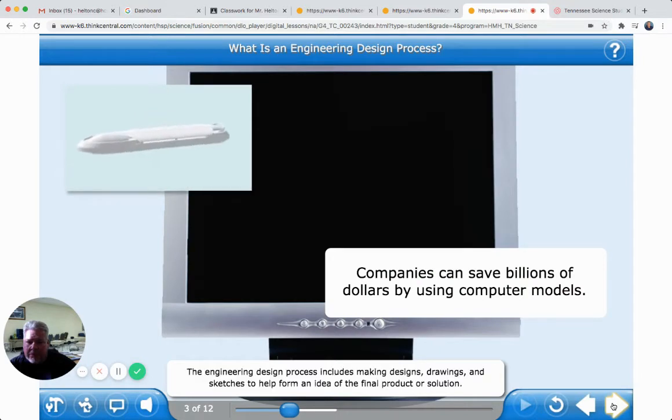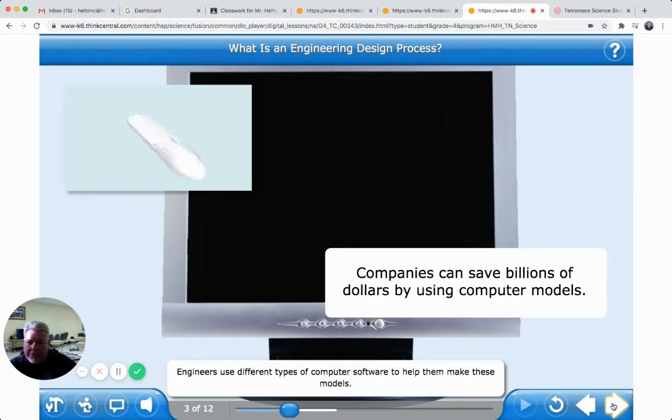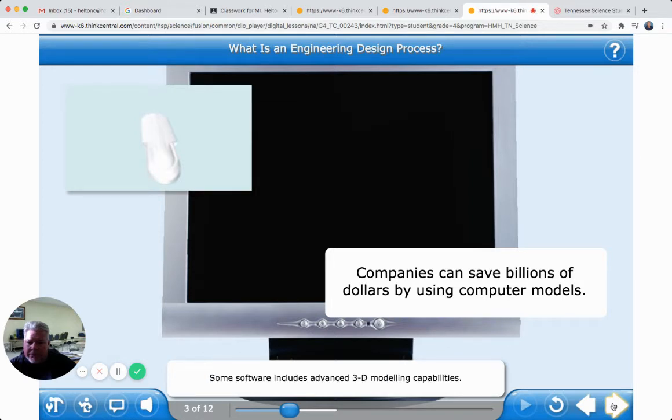The engineering design process includes making designs, drawings, and sketches to help form an idea of the final product or solution. Engineers use different types of computer software to help them make these models. Some software includes advanced 3D modeling capabilities. This allows an entire ship to be built virtually before having to physically build the ship.